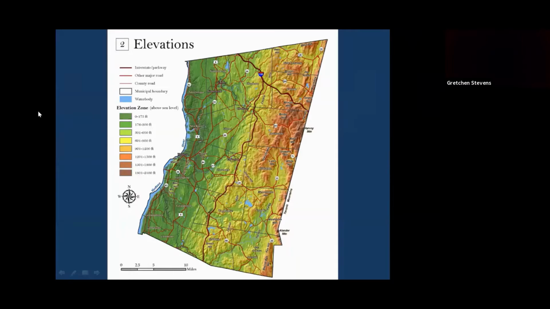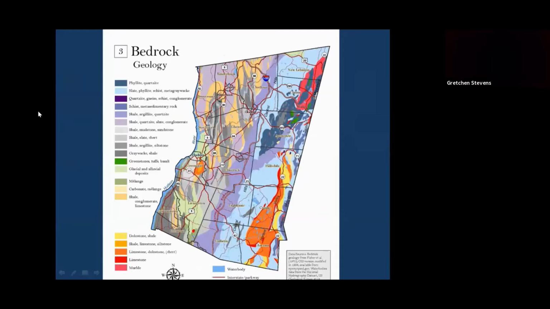Here's a map of the bedrock geology, which shows that much of the eastern part of the county is underlain by shale, gneiss, and schist. Those are the blues of various shades. And then sandstone becomes more prominent along with shale and slate in the western half. Those are the shades of gray.